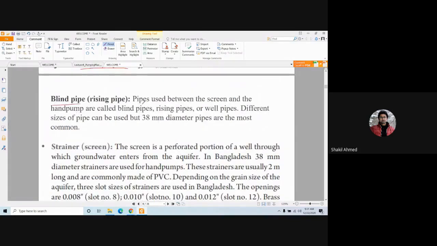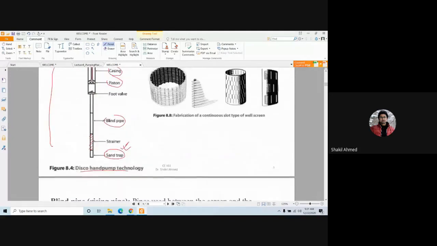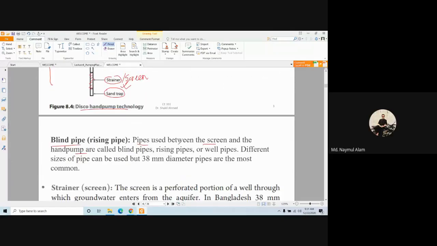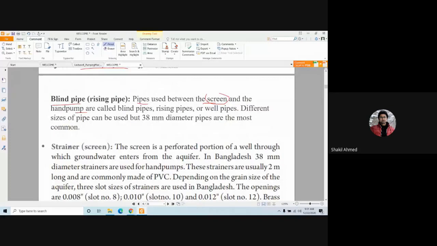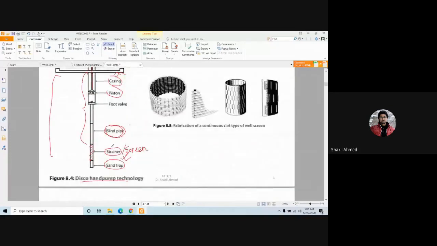Blind pipe: pipe used between the screen and the hand pump is called blind pipe. So between the screen or strainer, same thing. Are you following me? Yes, sir. The pipe between the screen and the hand pump, you may call this blind pipe. And then you have the strainer. I already told you this is the strainer.